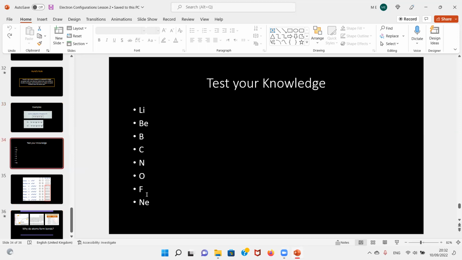Here we have left a few elements for you, and you should do them. Pause the video, do the electronic configuration of the elements, and then on the next slide, you can compare your answers to the answers on the slide.